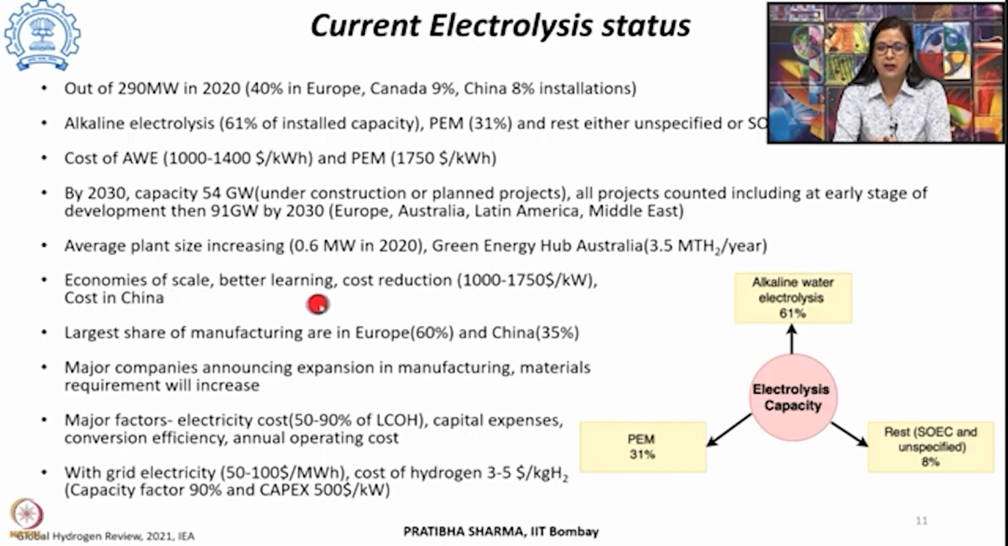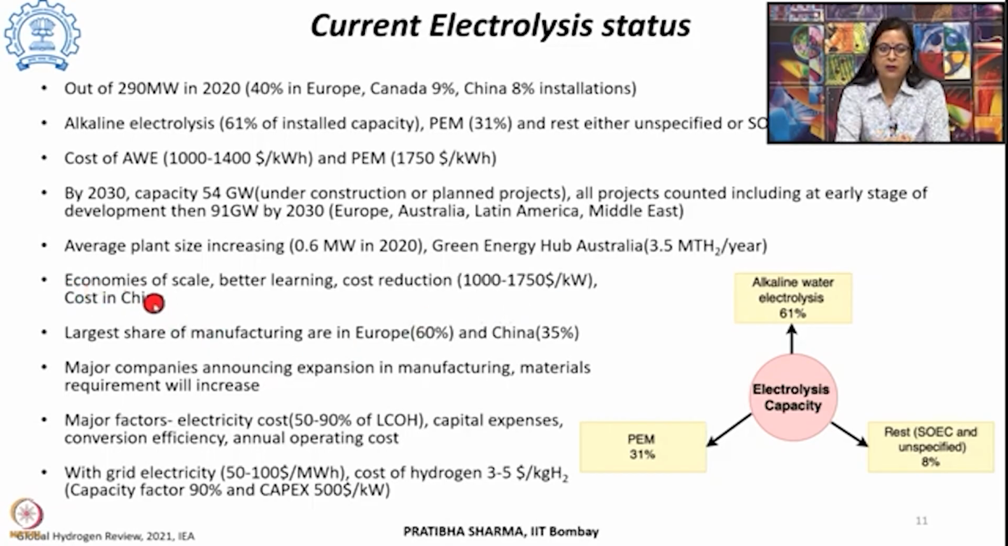We will have better learning that will further lead to cost reduction from the current, which is say $1000 to $1750 per kilowatt. But there are certain installations in China where they have reported this cost range to be between $750 to $1300 per kilowatt. There are even reports wherein they say the capex can be as low as $500 per kilowatt, and all these will make a difference in terms of the electrolysis price.